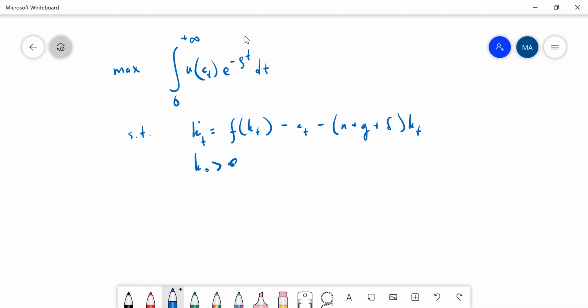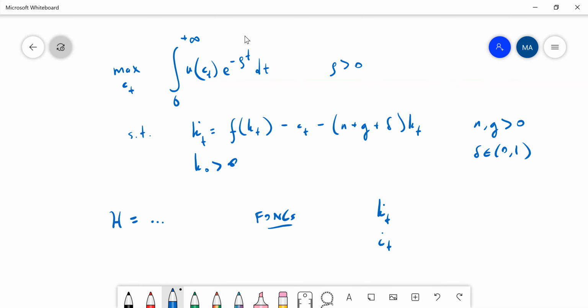So that's the notion. Here, of course, rho is greater than 0, and G greater than 0, delta is between 0 and 1. And you know how to solve this problem. You have the Hamiltonian, then you have the first order necessary conditions, and then you have the K dot C dot system. So you know how to characterize this. There's of course a transversality condition as well.